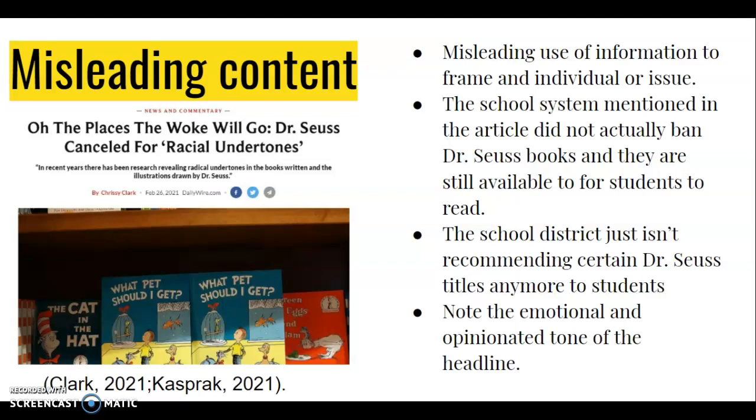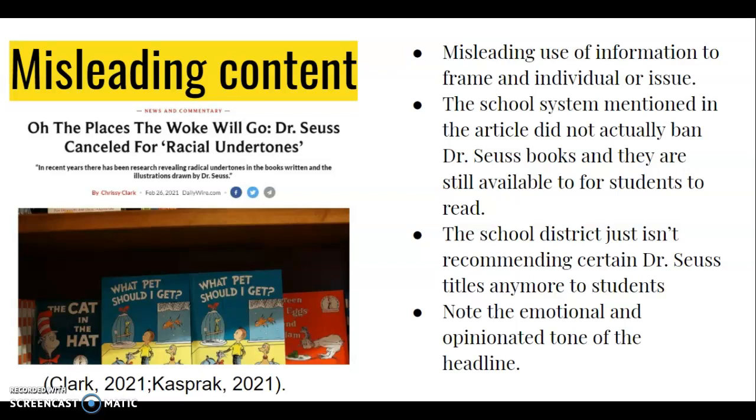So this particular article, if you take a look at the headline, "Oh, the places the woke will go, Dr. Seuss canceled for racial undertones." You notice that the headline is very opinionated, emotional in tone. It has a bit of sarcasm to it. But the issue with the article is that it takes most of what actually happened out of context.